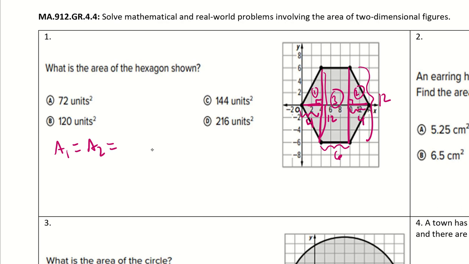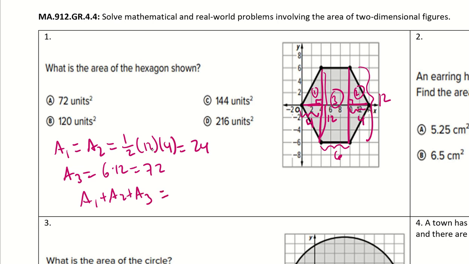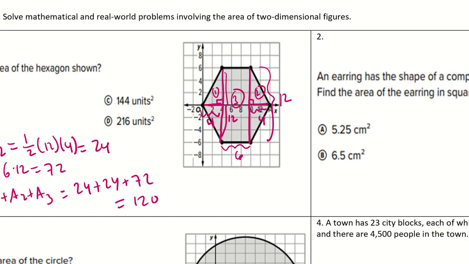Because they're both the same triangle. Area of a triangle is 1/2 base times height. 1/2 times 12 times 4. Half of 12 is 6. 6 times 4 is 24. The area of the rectangle, which is area 3, is base times height. 6 times 12. 6 times 12 is 72. So we have 72. We add these together. So we got area 1 plus area 2 plus area 3. We got 24 plus 24 plus 72. So that's 48 plus 72, which is a total of 120. And that's the best way to get the area of that. Just split it into those shapes.